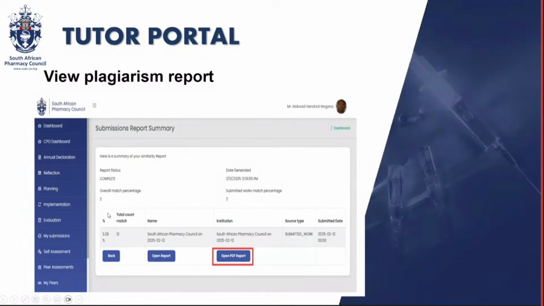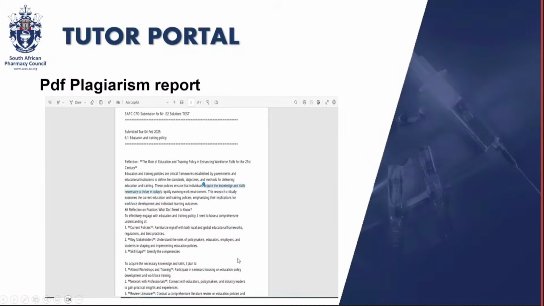In this case, it's only 2%. And then if you want to see the report in detail, you click on Open PDF Report, and that will give you the report. This is how the report will look. Areas that have been detected as being similar to entries submitted before will be highlighted in blue, like this. This is the first one, and then there will be the second one.